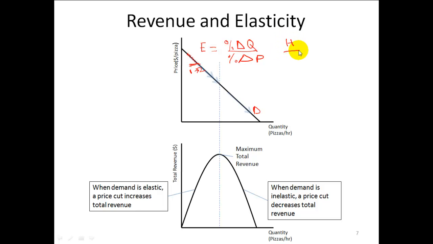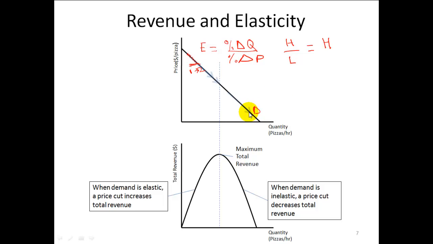What about the percentage change in price? Prices might be going from, let's say, 100 down to 99. So that is a relatively low percentage change. So high divided by low is going to give you a high number for elasticity. So in the top left region you are going to have a relatively high elasticity.